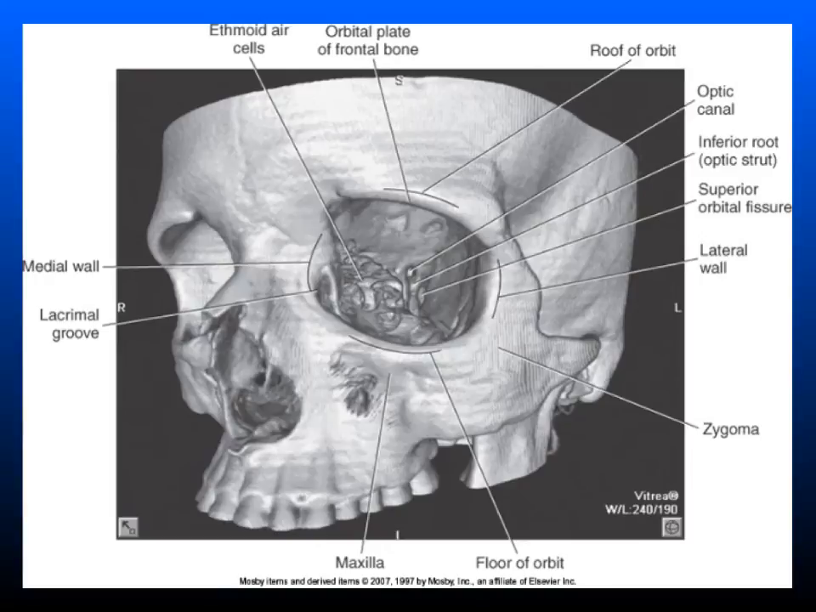Questions so far before we get into orbit? Next is orbit.